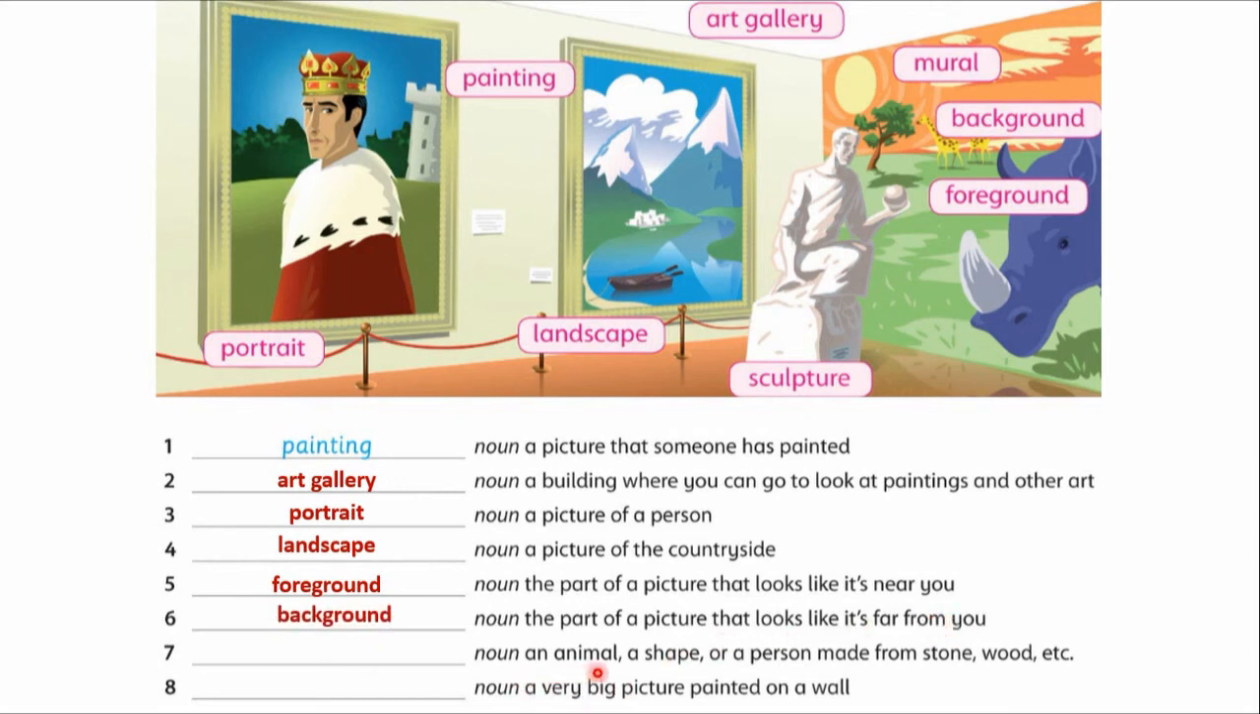Number seven, an animal, a shape, or a person made from stone, wood, etc. It's a sculpture. Number eight, a very big picture painted on a wall. Mural.